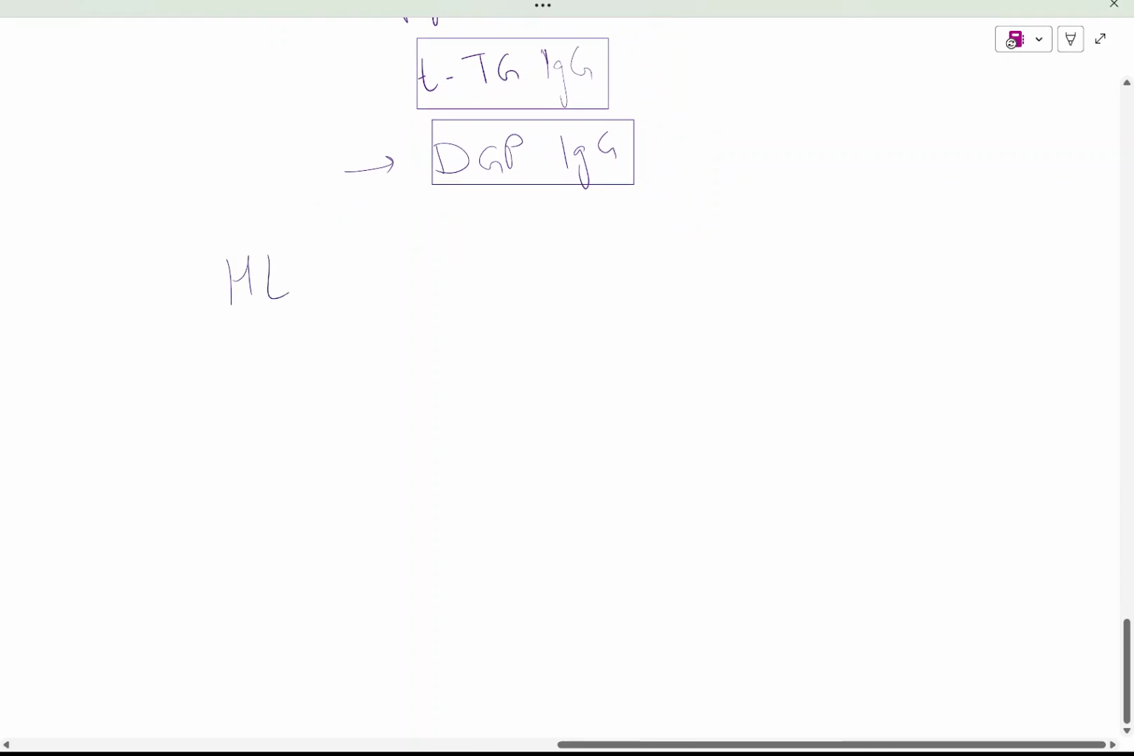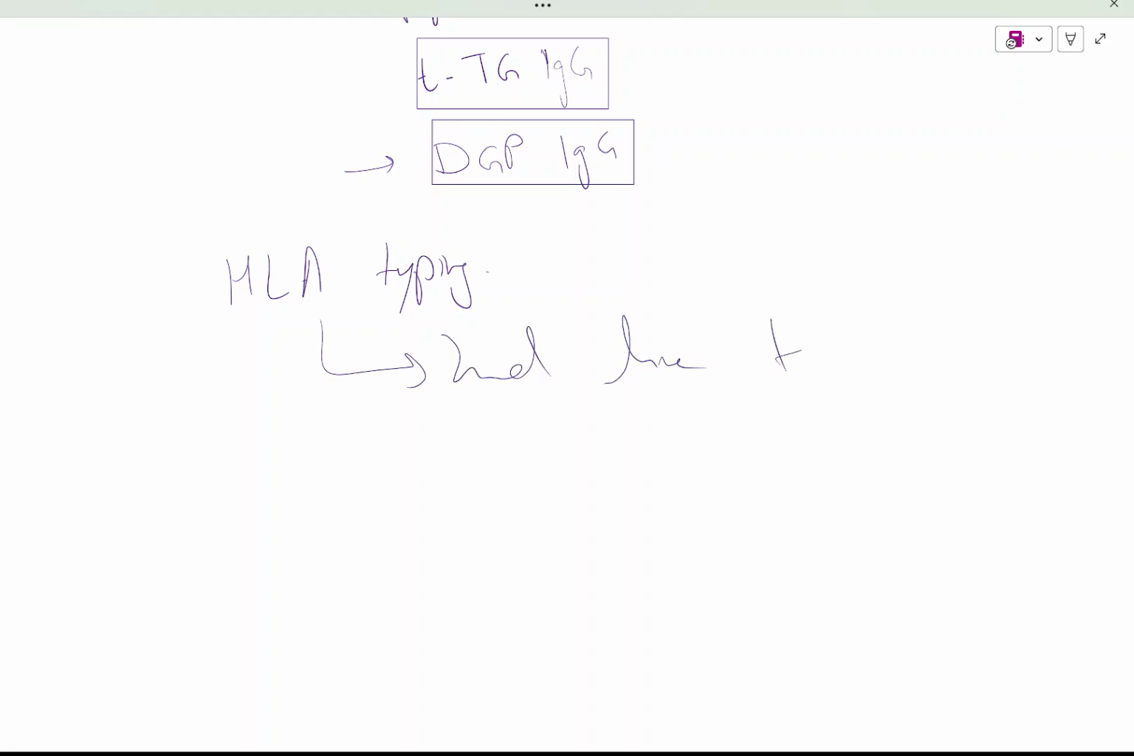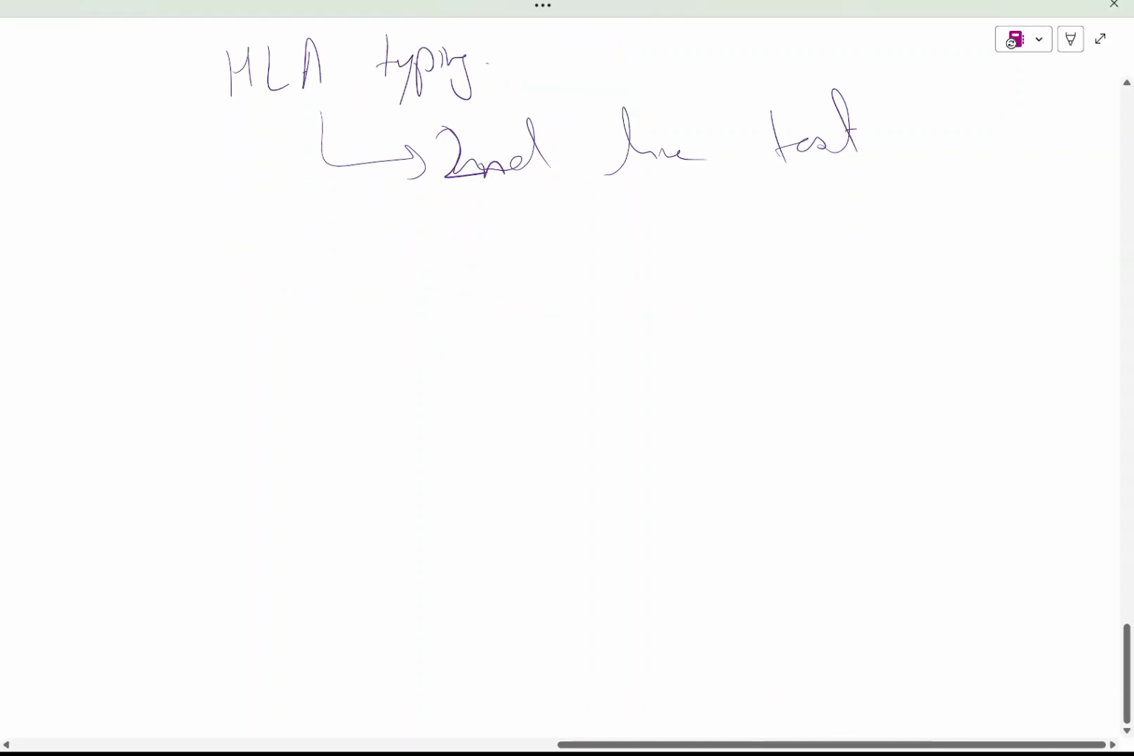So next thing is HLA typing testing. This is a second line test. What are we going to check? We are going to check HLA DQ2 and DQ8.